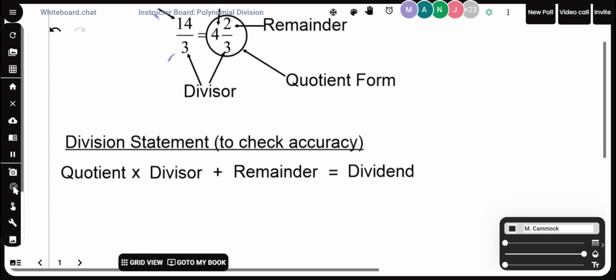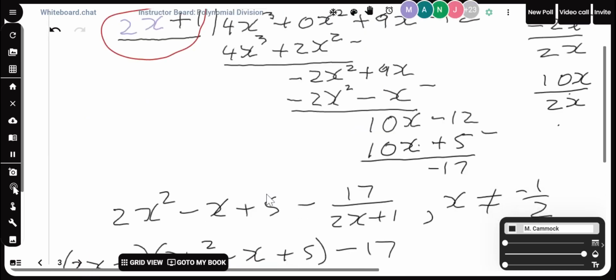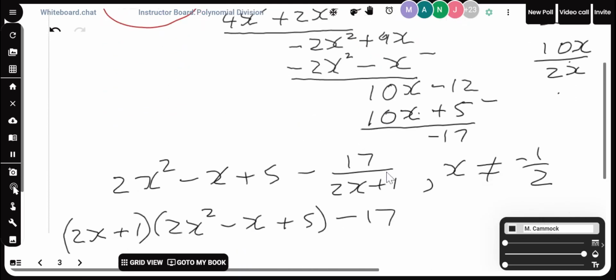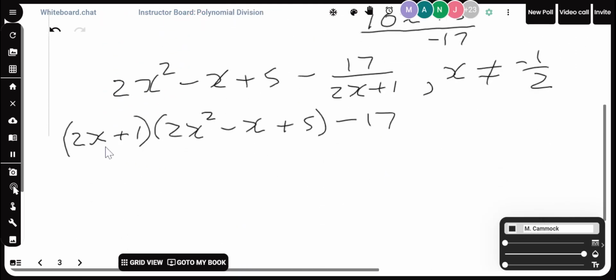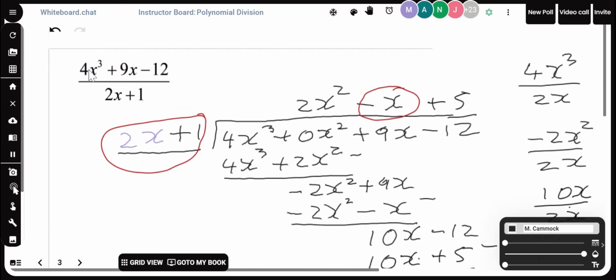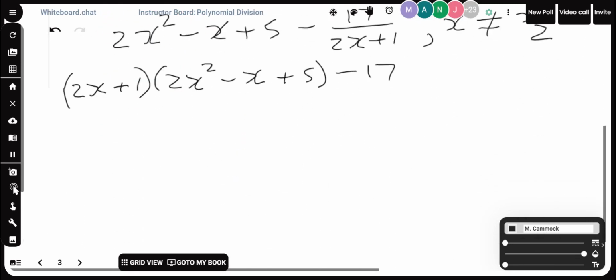You see what we did over here, Rachel, on the first page? If you're on the first page with me, you see how we got that 14? The 14 is the dividend, remember? Okay, so I'm doing the same thing back on page 3 now. I'm taking the quotient, which is the 2x squared minus x plus 5, and I'm multiplying it by the divisor, which is 2x plus 1. In this case, I'm minusing something because it was a negative remainder. And after the end of that, I should get back my original dividend of 4x cubed plus 9x minus 12. If we did this right, it should work out.